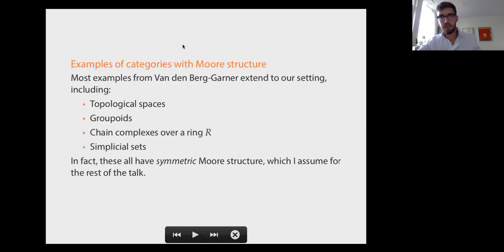Luckily, and curiously actually, most examples from the original paper do carry over to the new setting. These include topological spaces, where MX is the space of topological Moore paths in X, groupoids, chain complexes, and simplicial sets. These all even have symmetric Moore structure, and for the rest of the talk I'll be mostly concerned with symmetric Moore structure. I will not define that. It has a lot of subtleties, but it makes the presentation a bit more streamlined.